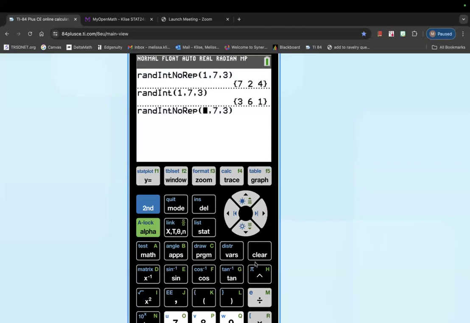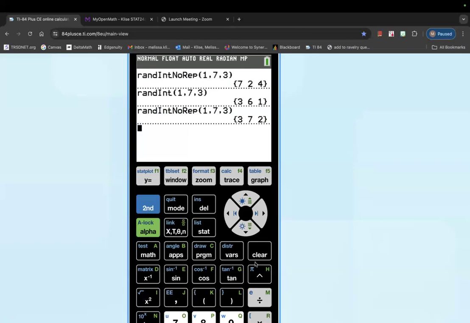It did, yeah. So your 1 would be your lower value, then put a comma, and then 7 is your upper value, comma, and then 3 because you want 3 out, and then close your parenthesis. And then if you hit enter, you get 3 numbers. Perfect. That was a great question. I'm sure someone else here has the same calculator issue.